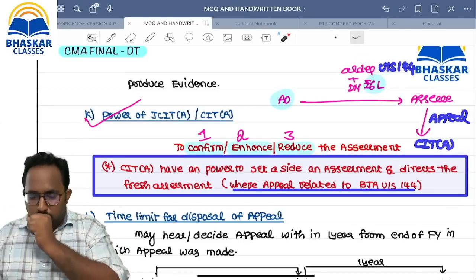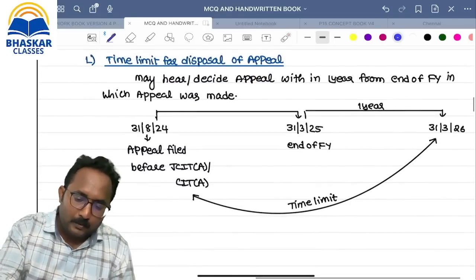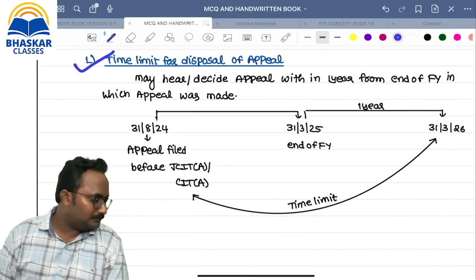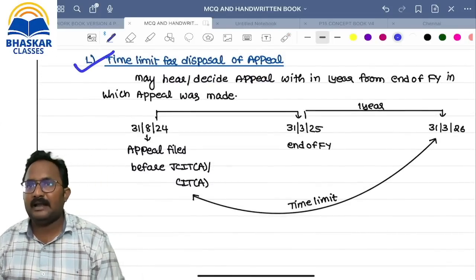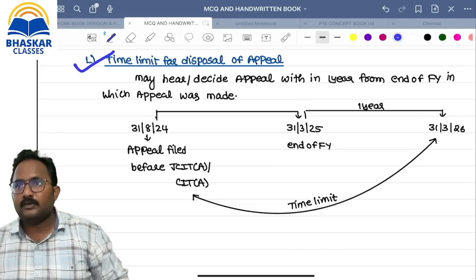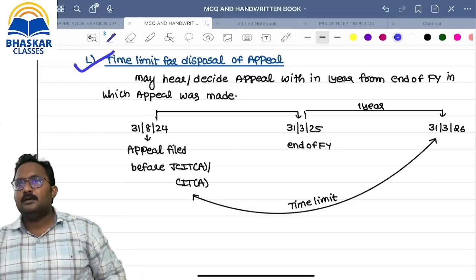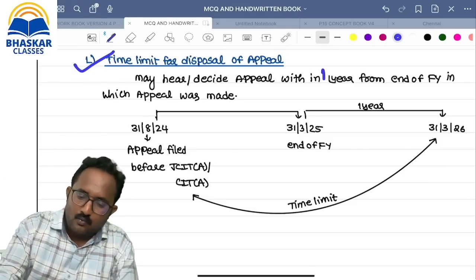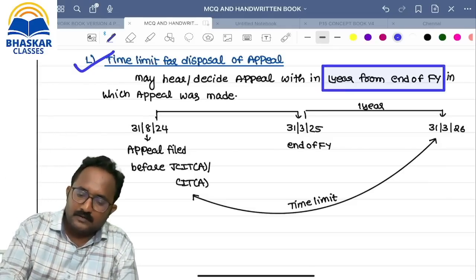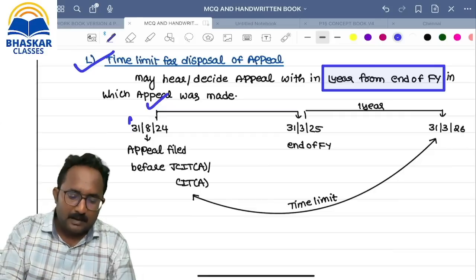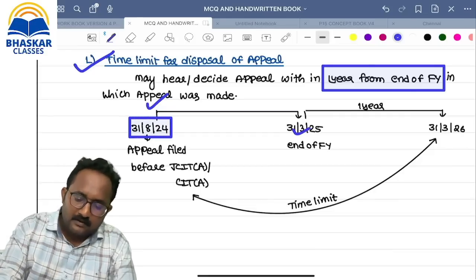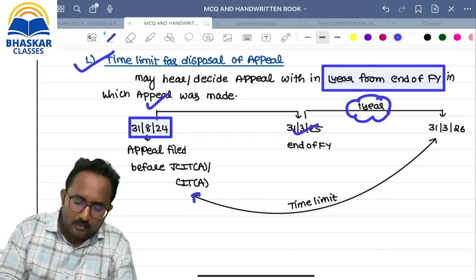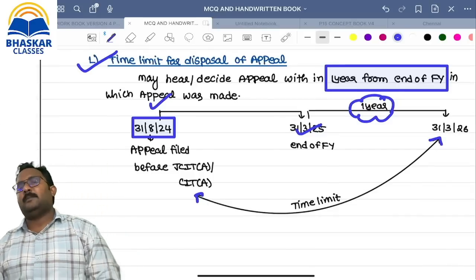Clear? Now, what is the time limit for disposal of appeal? Any idea? Disposal means giving the order. Within how much time do they need to give the order? How many months, how many years? 1 year from the end of the financial year in which the appeal was made. The appeal was made on this date, so please check what that year end is. Within this 1 year you have to pass the order. Who needs to pass the order?